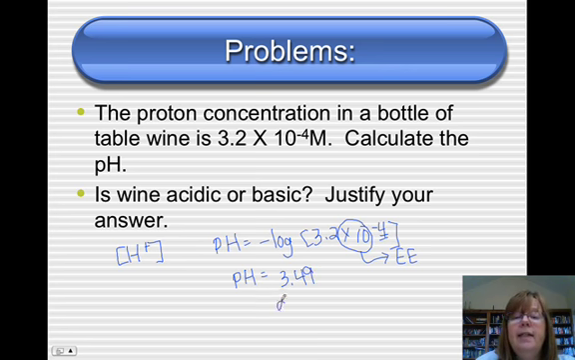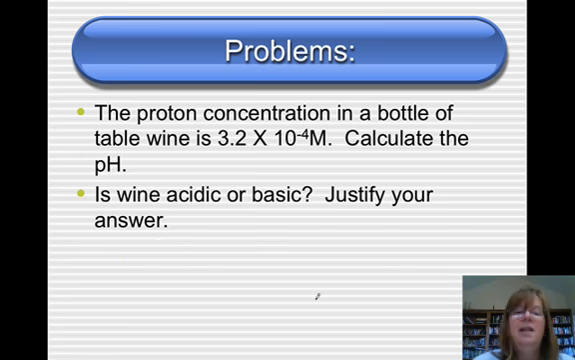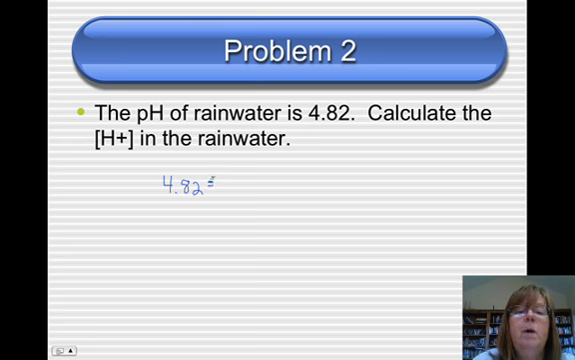So wine is acidic because its pH is less than 7. I want you to have a calculator, and I want you to be sure that you can plug this into your calculator the right way and get the right answer. Okay, now we can go backwards. Some acid rain has fallen, and its pH is 4.82. So that's fairly acidic. And they would like to know the proton concentration in that rainwater.